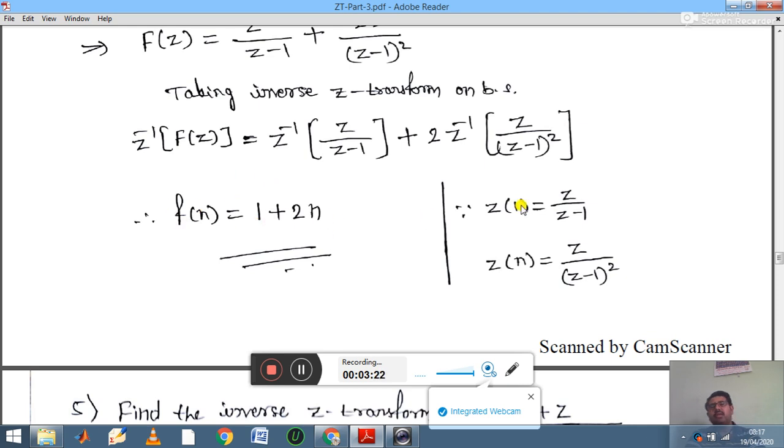So for that you need to be thorough with these basic formulas always. Many times in many examples we are using these basic formulas. So mainly here you need to learn many more formulas to find the inverse z transform. What is the inverse z transform of z of 1, z of n, z of a power n. So many basic formulas you need to learn, to get inverse z transforms. Okay, please keep watching.